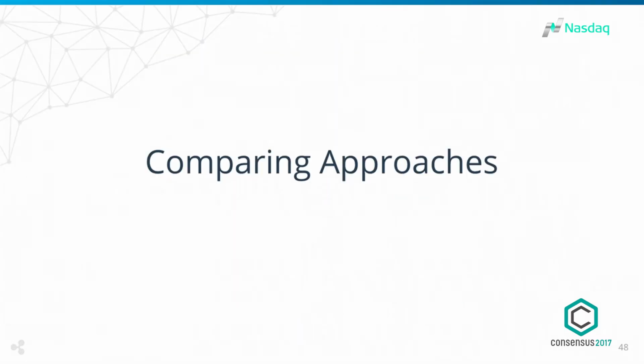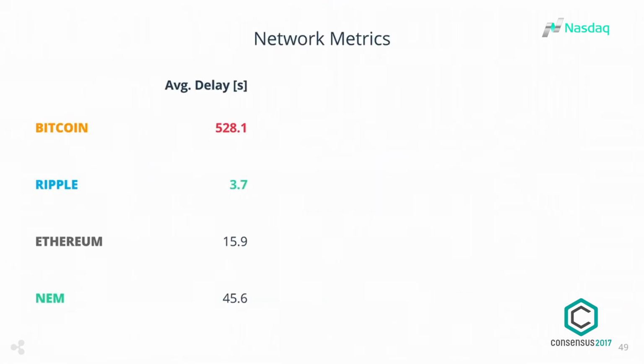So let's compare some of these approaches and talk about some of the pros and cons. First of all, let's use real metrics from real networks. I picked a couple of networks to compare: Bitcoin, Ripple, Ethereum, and NEM. These are some of the largest digital assets. NEM, if you're not familiar with it, is a proof of stake system.